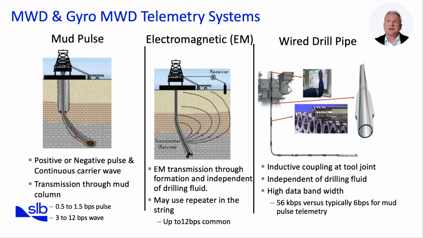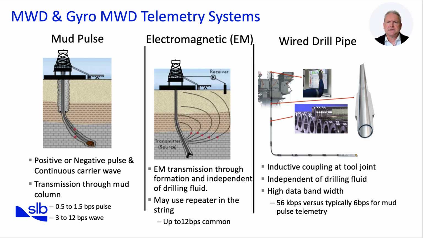MWD tools can transmit data via several telemetry methods, each with strengths and weaknesses. Mud pulse telemetry is the most common, transmitting by modulating pressure pulses in the drilling fluid. It is reliable but relatively slow, typically 0.5 to 1.5 bits per second for pulses and up to 24 bits per second for a continuous carrier wave.